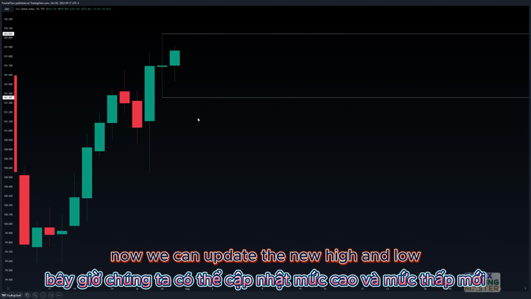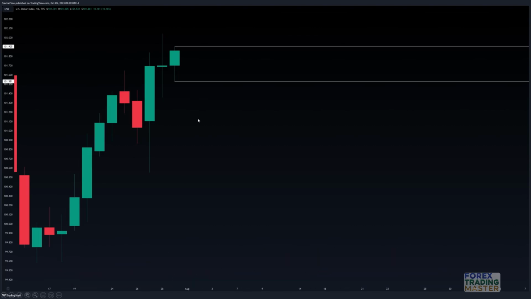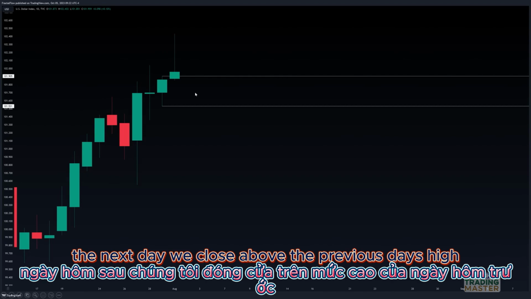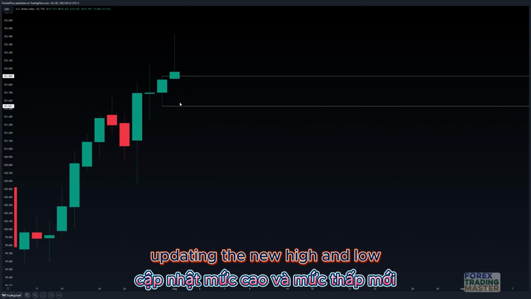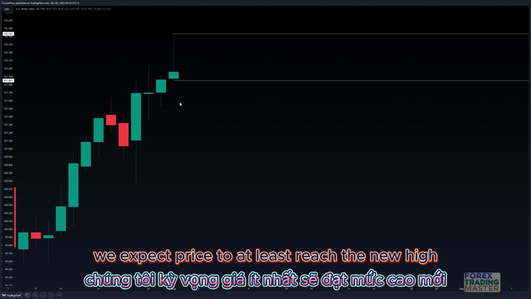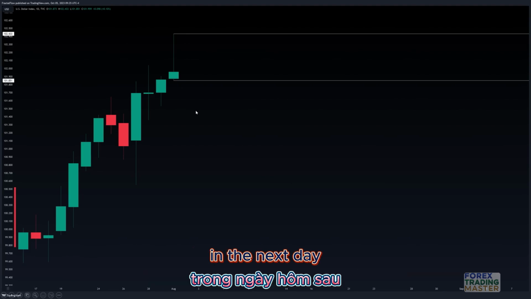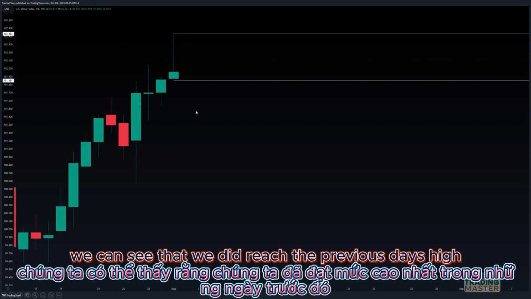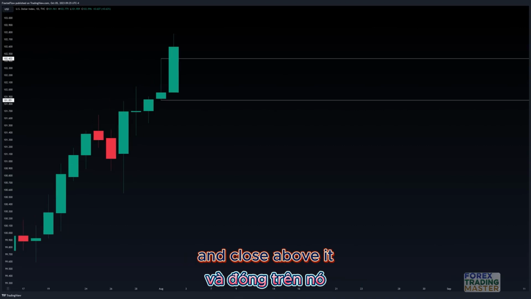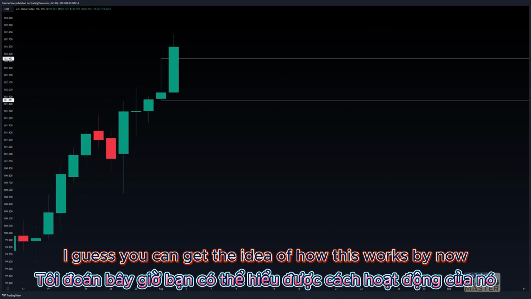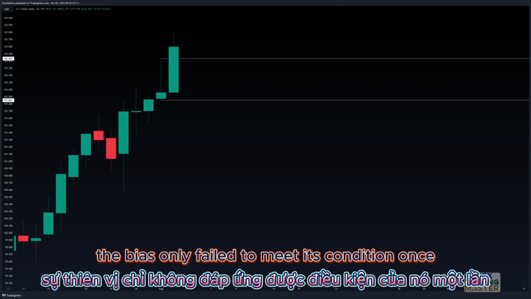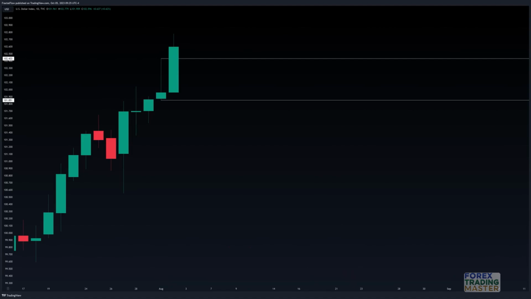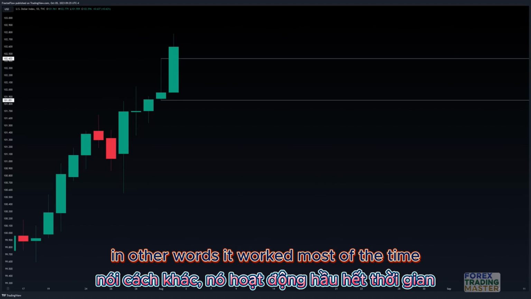Now we can update the new high and low and see what happens. The next day, we close above the previous day's high, generating a bullish bias for the next day. Updating the new high and low, we expect price to at least reach the new high in the next day. Moving forward, we can see that we did reach the previous day's high and close above it. I guess you can get the idea of how this works by now. In all these candles, the bias only failed to meet its condition once, when the inside bar appeared. In other words, it worked most of the time.